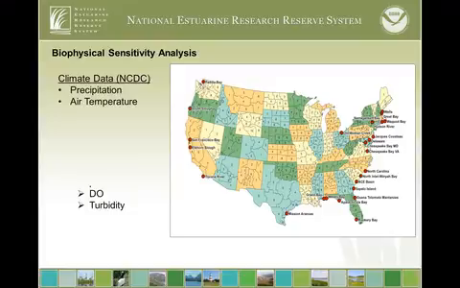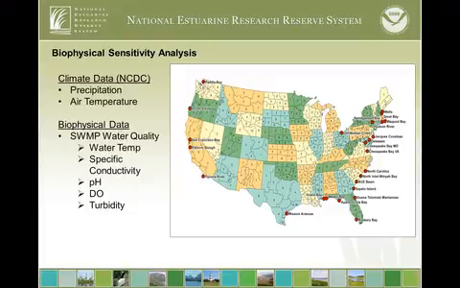And then the type of response variables that we are looking at in each reserve, that would be responding to changes in climate, were from a biophysical data set that the reserves have been collecting over the last 15 to 20 years called the system-wide monitoring program water quality data set. Out of this data set, we looked at water temperature, specific conductivity, pH, dissolved oxygen, and turbidity.